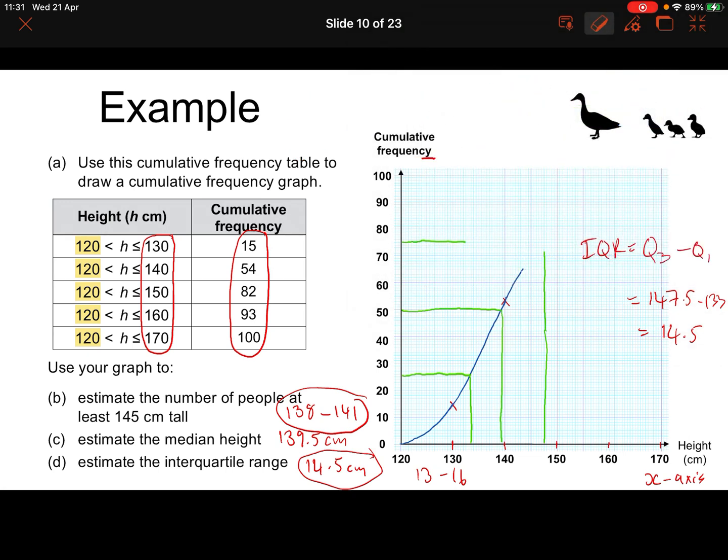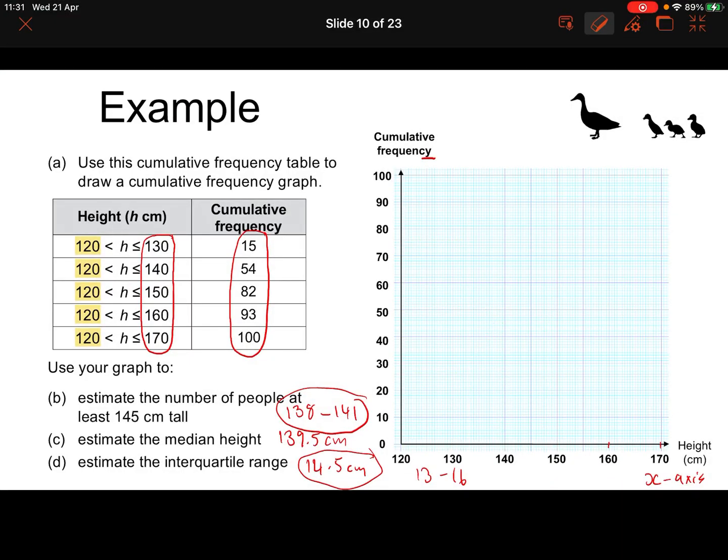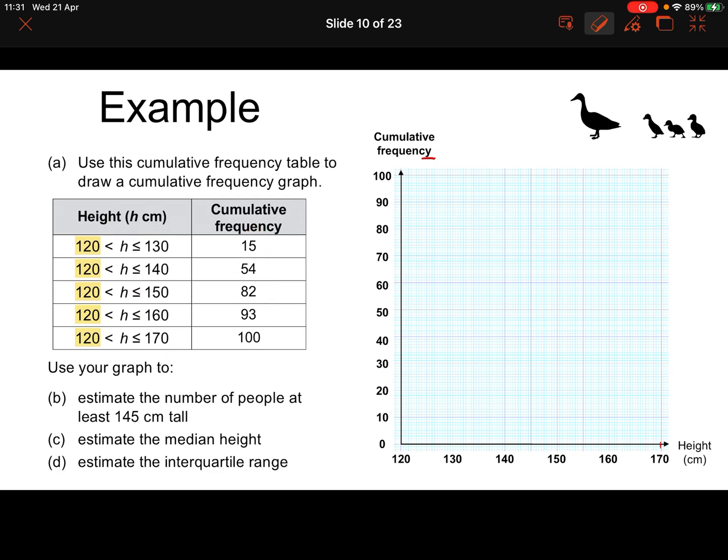Oh, whoops, didn't mean to delete the cumulative frequency curve, so I'm just going to put that back in as quickly as I can. 130, 15, I'll just do it roughly. 140, 54, 150, 82, 160, 93, and 170, 100. Okay, and draw the curve back in.